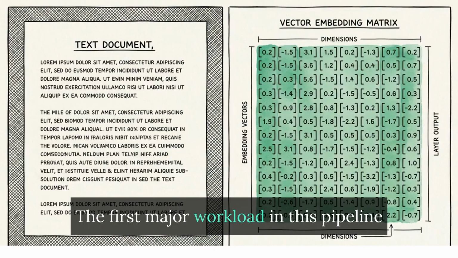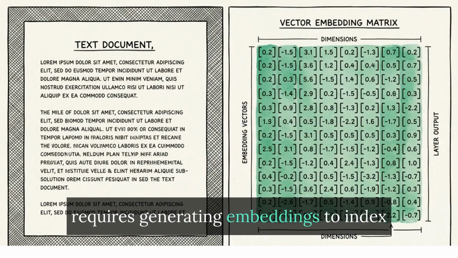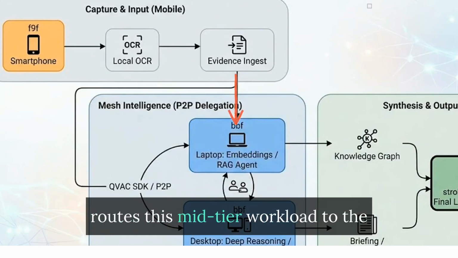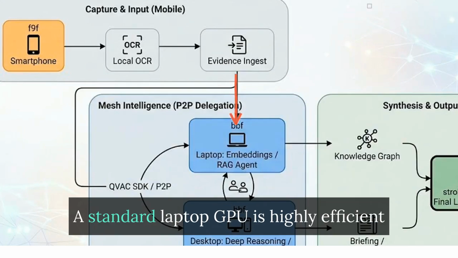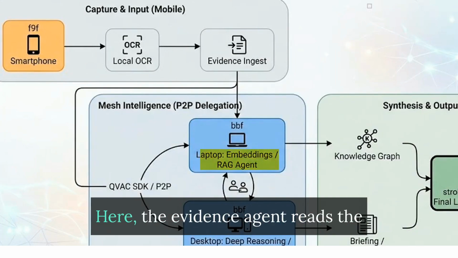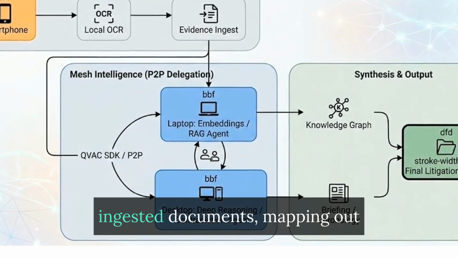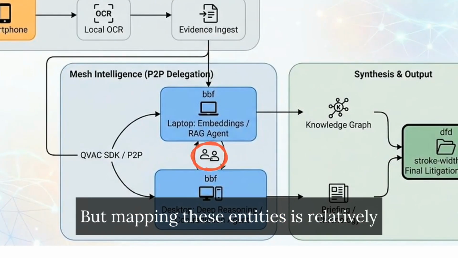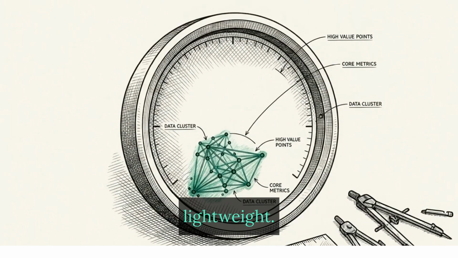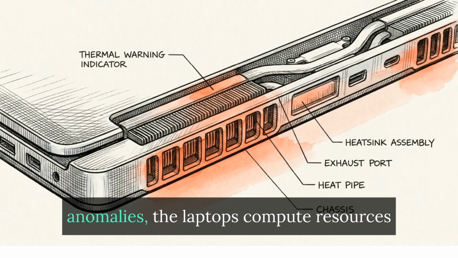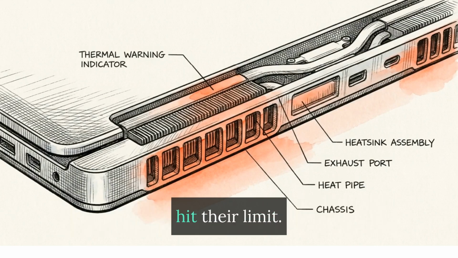The first major workload in this pipeline requires generating embeddings to index the text. Returning to the diagram, the system routes this mid-tier workload to the laptop. A standard laptop GPU is highly efficient at handling retrieval-augmented generation, or RAG, operations. Here, the evidence agent reads the ingested documents, mapping out individual actors, dates, and entities. But mapping these entities is relatively lightweight. When it comes to cross-referencing thousands of data points to find logical anomalies, the laptop's compute resources hit their limit.